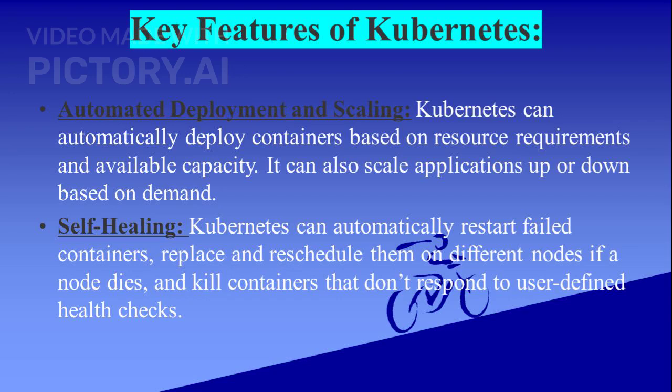Automated deployment and scaling: Kubernetes can automatically deploy containers based on resource requirements and available capacity. It can also scale applications up or down based on demand. Self-healing: Kubernetes can automatically restart failed containers, replace and reschedule them on different nodes if a node dies, and kill containers that don't respond to user-defined health checks.